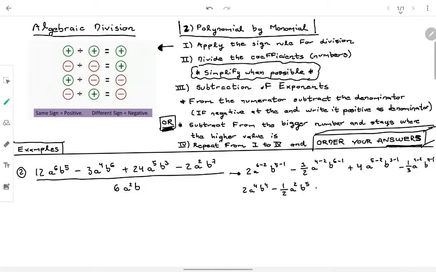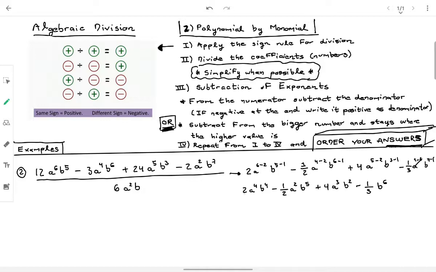Then we will get 4a to the 3rd b squared, minus 1/3. The a is going to be eliminated because it will be a to the 0, so we will get b to the 6. So in this case, remember, the most important part is that at the end we will need to order our answers. Remember, we use alphabetical and descending order of powers.